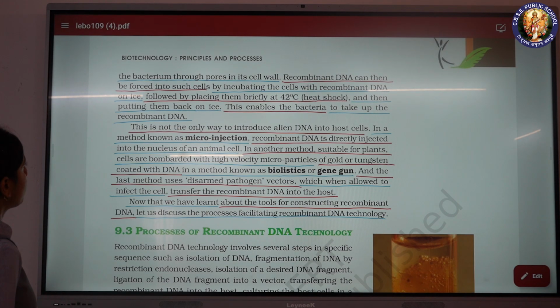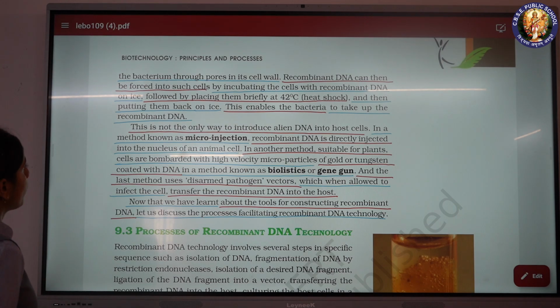Recombinant DNA can then be forced into such cells by incubating the cells with recombinant DNA on ice, followed by placing them briefly at 42 degrees Celsius, the heat shock, and then putting them back on ice. This enables the bacteria to take up the recombinant DNA.